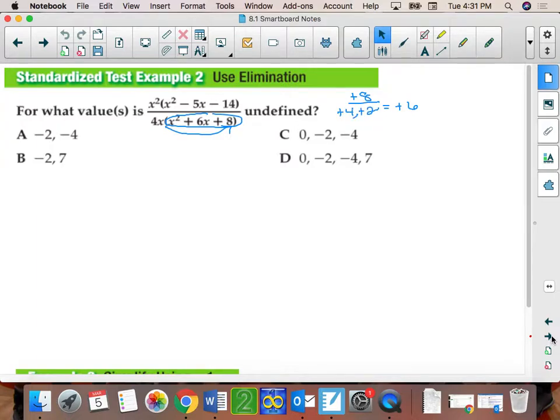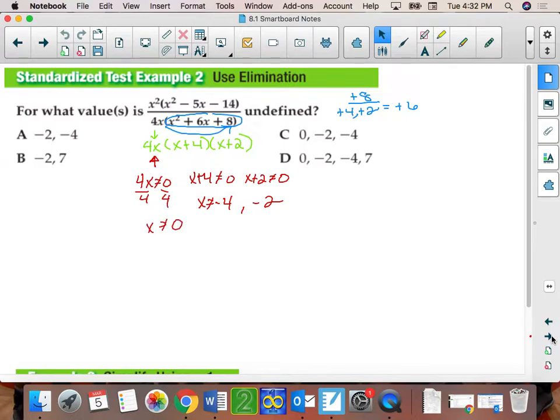So if I factored this, this would be x plus 4 times the quantity x plus 2, and then I have this 4x down here. So this matters right here because if I have this 4x right here, this is saying, okay, 4x can't equal 0, and then x plus 4 can't equal 0, and x plus 2 can't equal 0. So I know that we don't want x to be negative 4 or negative 2, but what else can x not equal? Well, if I divide it by 4, x also cannot equal 0. So the answer that I want here is C.